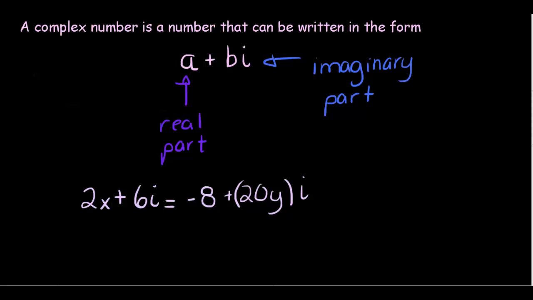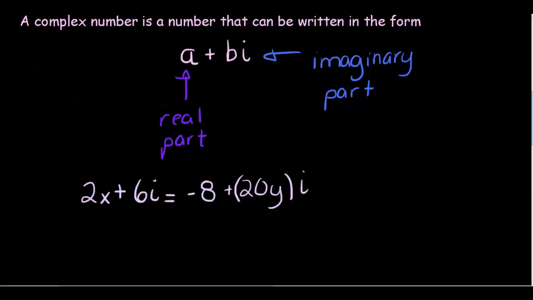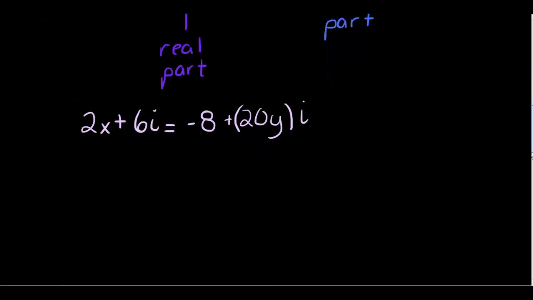So how do we solve this? Well, it is fairly simple. We're just going to take the real part and make them equal to each other, and then we will take the imaginary part and make them equal to each other. So the real part includes 2x and negative 8. So I will write 2x equals negative 8, and I'm going to ignore everything else.